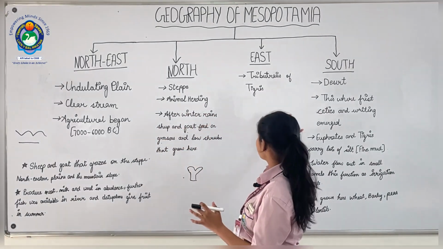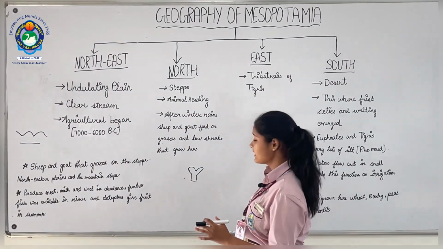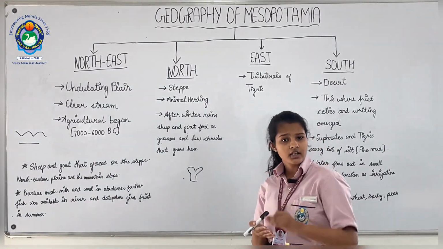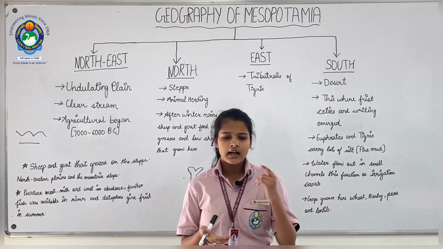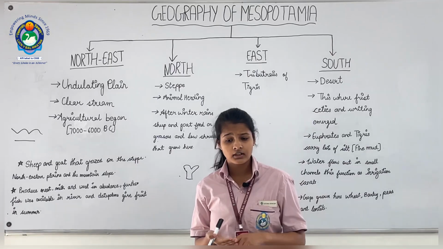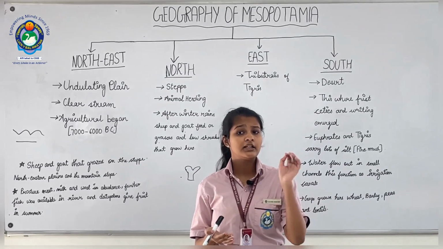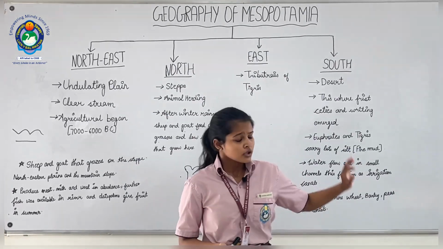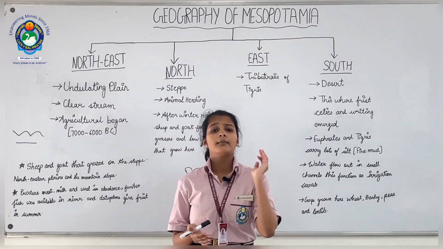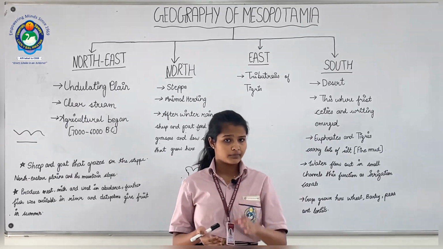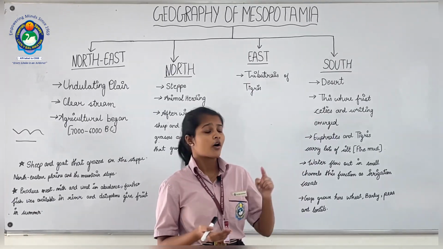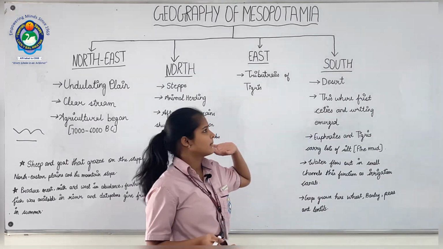Let's move to our third region, the East region. In the East region, there are the tributaries of the Tigris. I think you are well aware of this river. It is the river that makes Mesopotamia the land between two rivers, the Tigris and the Euphrates. So the river Tigris provides a communication route between the mountains of Iran. I repeat, this river provides a communication route between the mountains of Iran. So that's all about the East region.